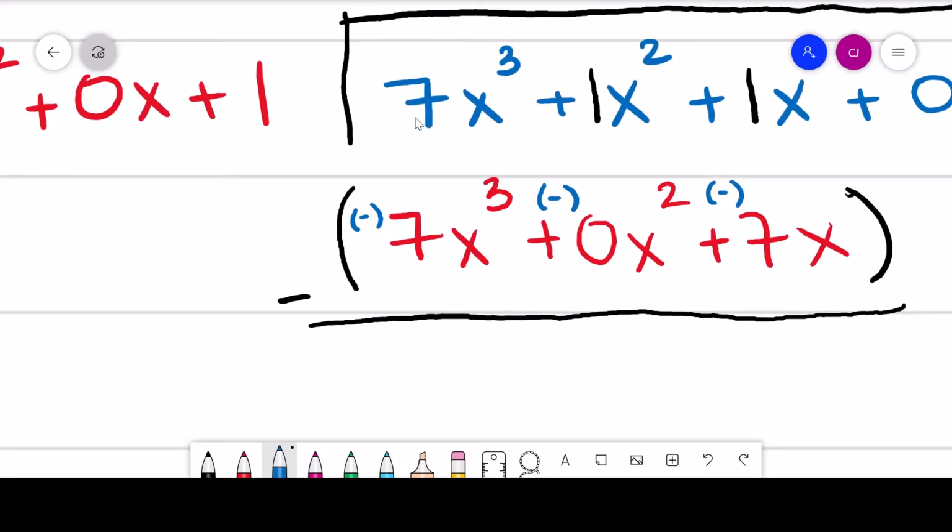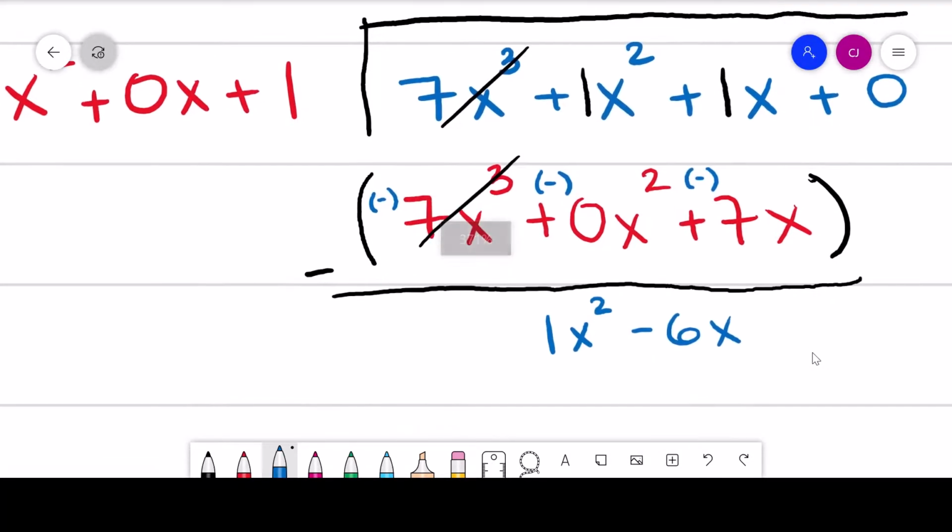Now notice, here I have 7x to the third minus 7x to the third. That is going to be very helpful because then I can cancel this out. I'm going to then move on to my next part. I have positive 1x squared minus 0x squared, which is going to give me positive 1x squared. And then I'm going to take positive 1x and subtract 7x, which is then going to give me negative 6x.